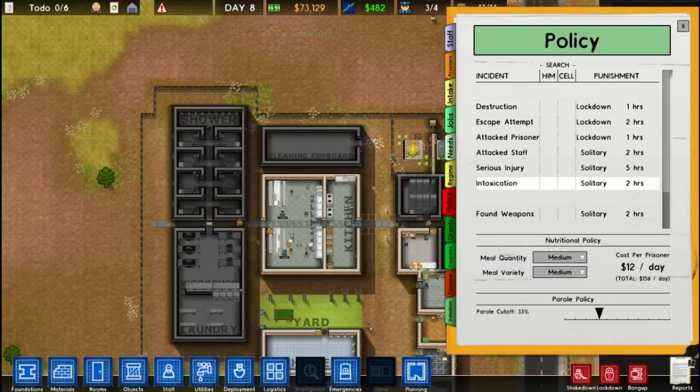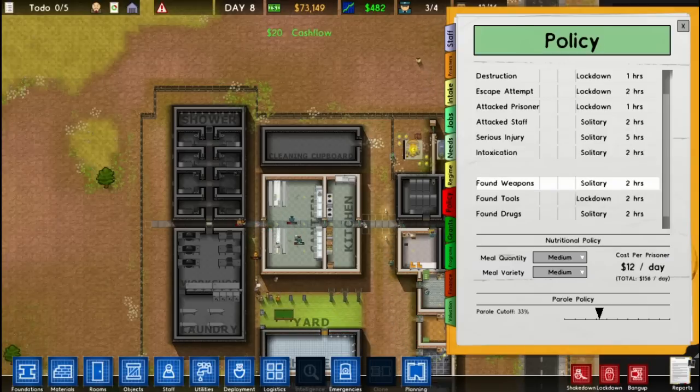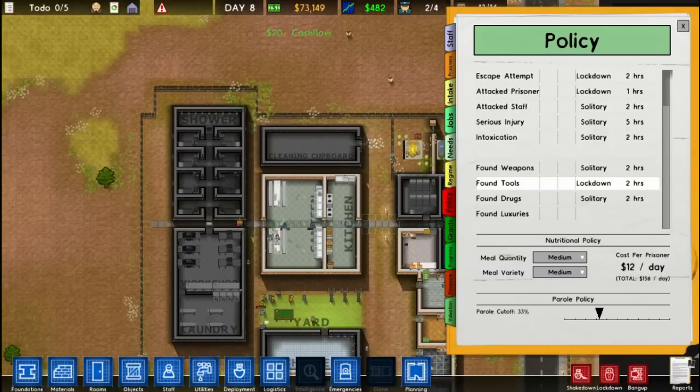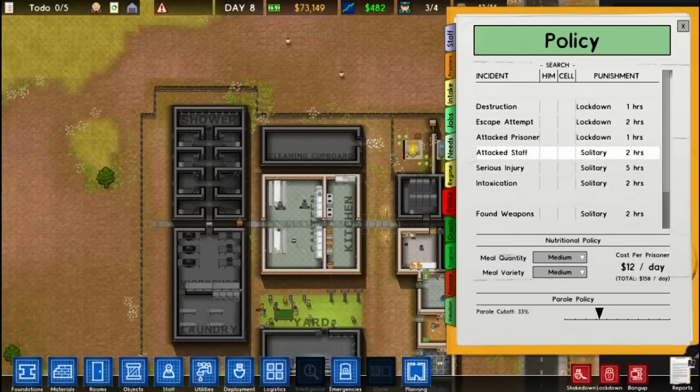Intoxication is where the person gets drunk or high on drugs. Found weapons means that they were found with weapons. Found tools means they're found with tools. Drugs, luxuries. So right now, there's different types of punishment.